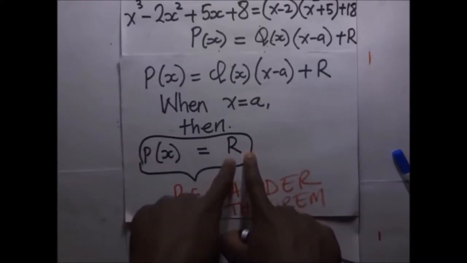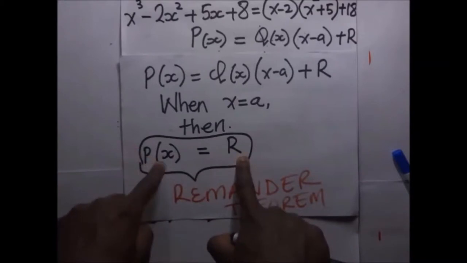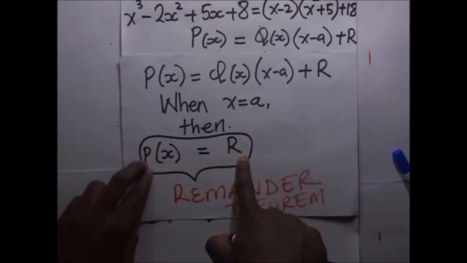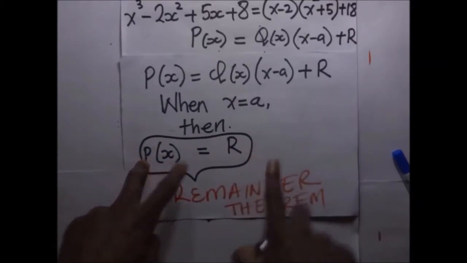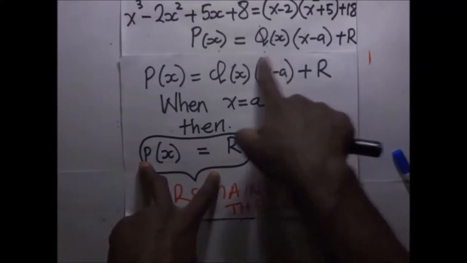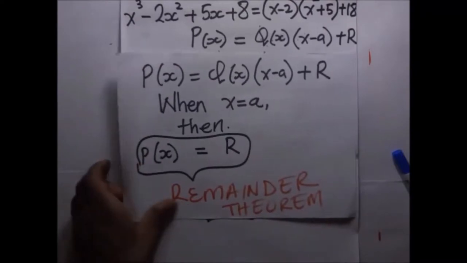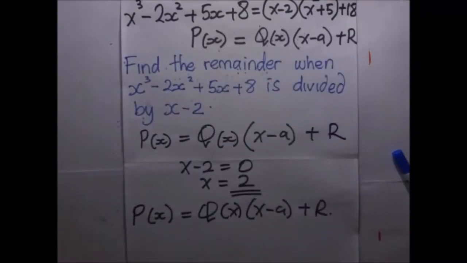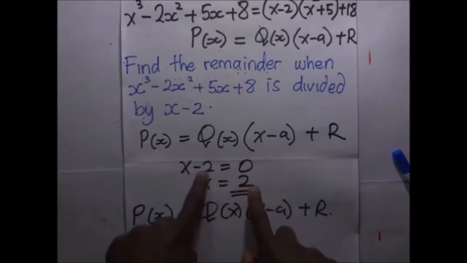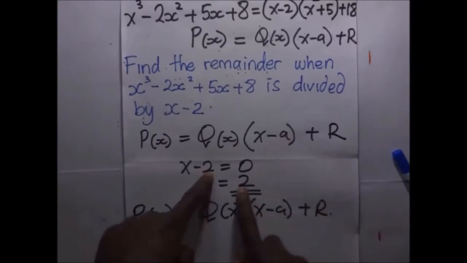And if we want to find the remainder after getting a polynomial and dividing it by a certain divisor, then it means that our value of x minus a, the divisor, should be equal to 0. So let's do an example to this effect. According to the remainder theorem, the value of x minus 2 is equal to 0, so x is 2.